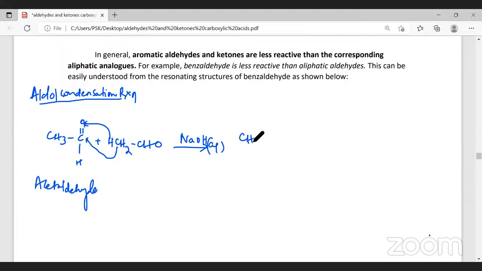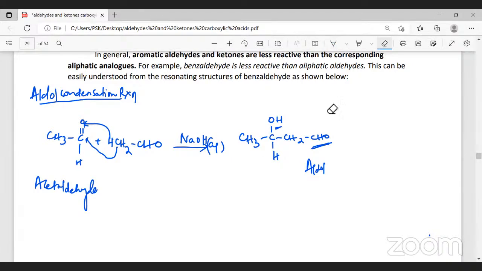So the product we get is CH3, C single bond OH, here you already have an H, and here you have CH2 and CHO. Now this molecule contains an aldehyde group as well as an OH group. Therefore, it is commonly called aldol. A molecule which contains an aldehyde group and an alcohol group is called aldol. Now, what is the name of this aldol?